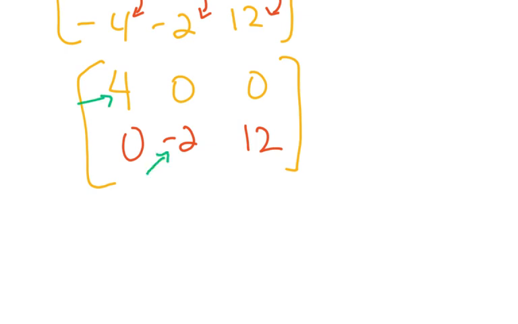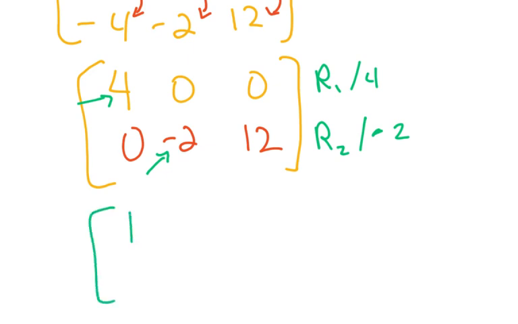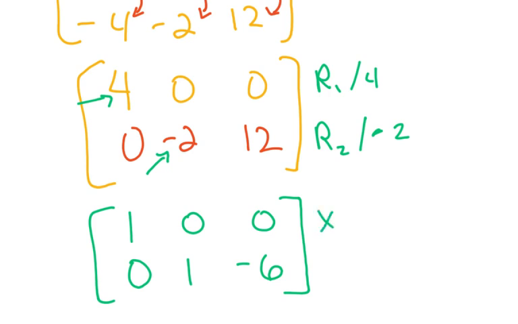So do you remember what to do? We can take row 1 and divide by 4, and we can take row 2 and divide by negative 2. So when I do that, the top row divided by 4 is going to be 1, 0, and 0. The bottom row divided by negative 2 will be 0, 1, and negative 6. So that means my solutions are x equals 0, y equals negative 6.